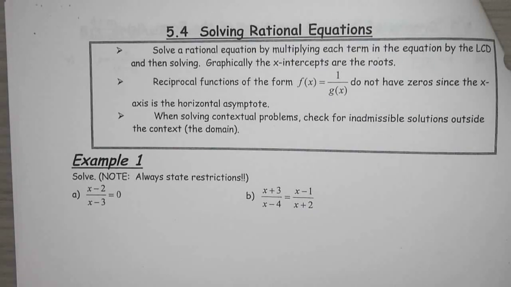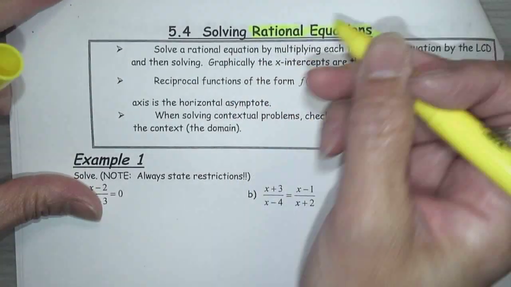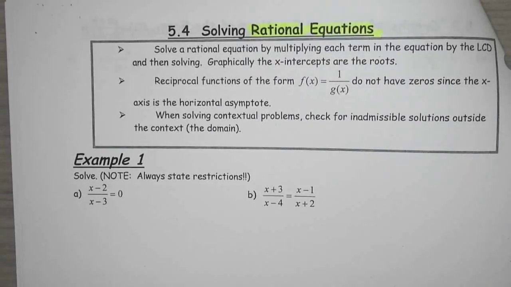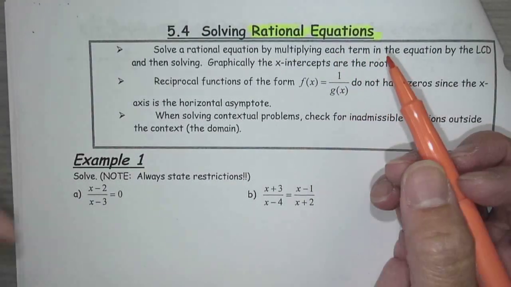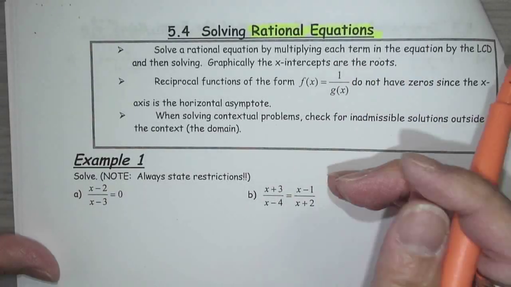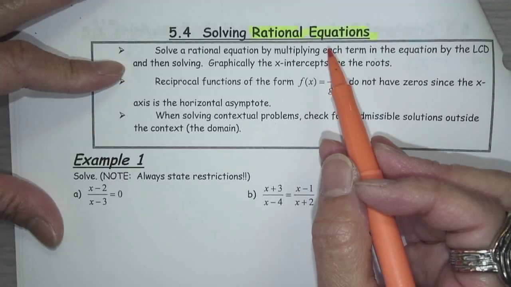5.4 is solving rational equations, so that's the keyword here. There are two things here. When you know it's an equation, you know you're going to get regular numbers as an answer, not a domain, not an infinite number of answers. So there's going to be a solution for your equation.